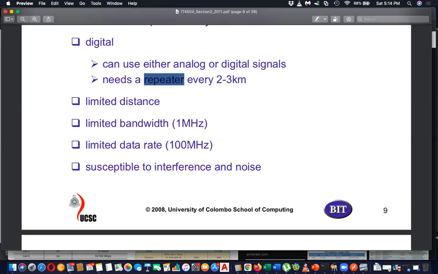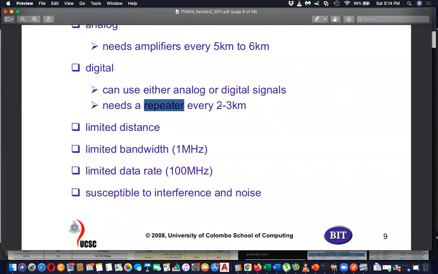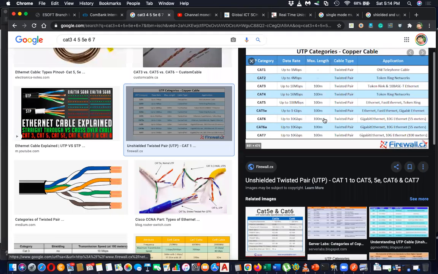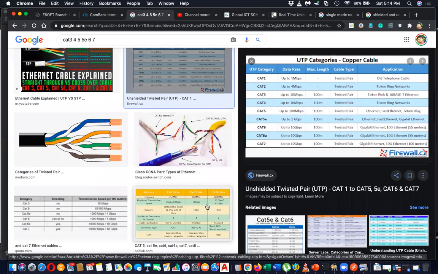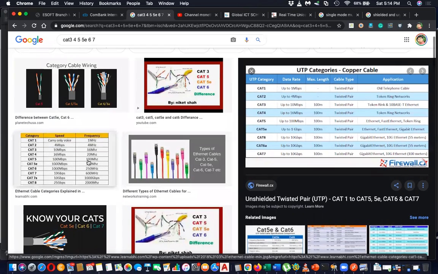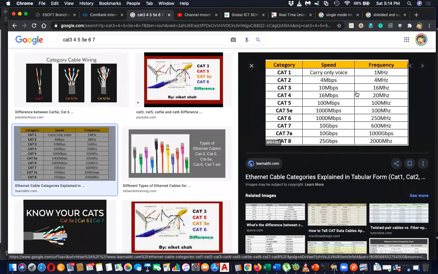So at that time, the speed was 100 megahertz, but you know, it can go up to 1 gigahertz even, no? Because recently we saw in these images, it can go up to here, the frequency. You can see in the previous one, category 7 cable can go up to 1000 megahertz.